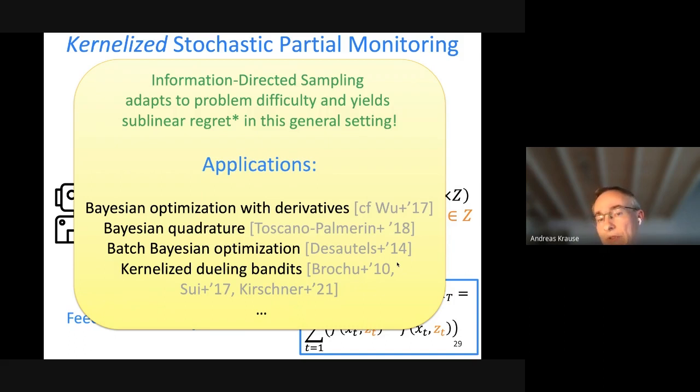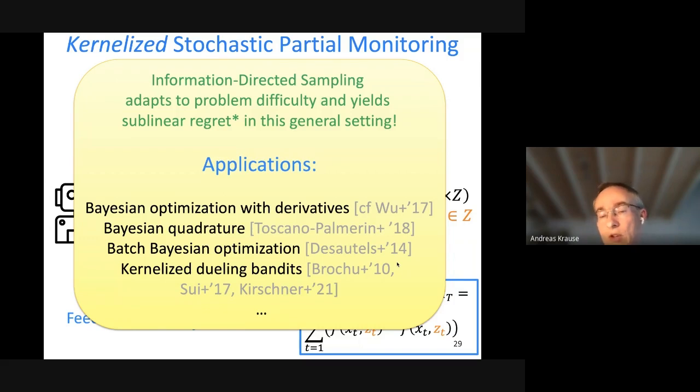So for example, Bayesian optimization with derivatives can be captured because gradients are just linear functionals, or Bayesian quadrature. So if you, for example, want to query functions in order to integrate some unknown function, that can be naturally modeled because integration is just a linear functional. Similarly, one can do things like dueling bandits, right? So for example, optimizing a function purely based on comparison of function values, as long as you can get a noisy estimate of the function difference between two actions, you can model this as a linear observation functional. Okay, so this is a very rich modeling framework.